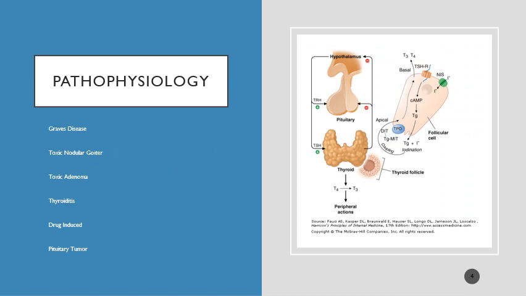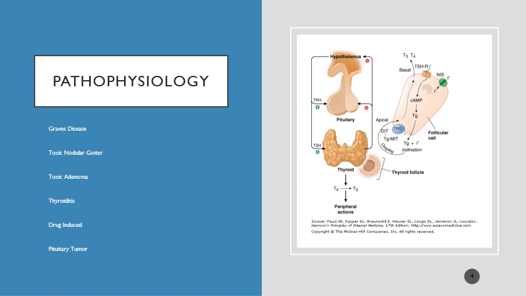As you can see, there are many different reasons that patients can have hyperthyroidism. The most common is Graves' disease. This is generally seen in females ages 20 to 40 years old. It's an immune etiology where antibodies stimulate the thyroid via the TSH receptors, resulting in excess T3 and T4 production.